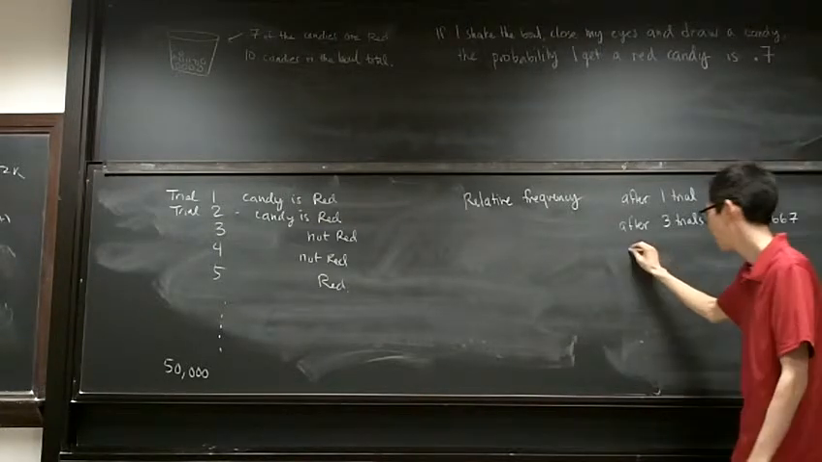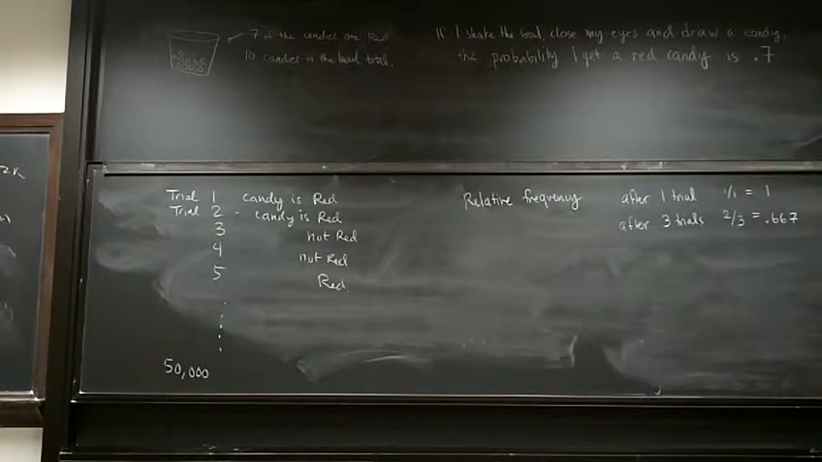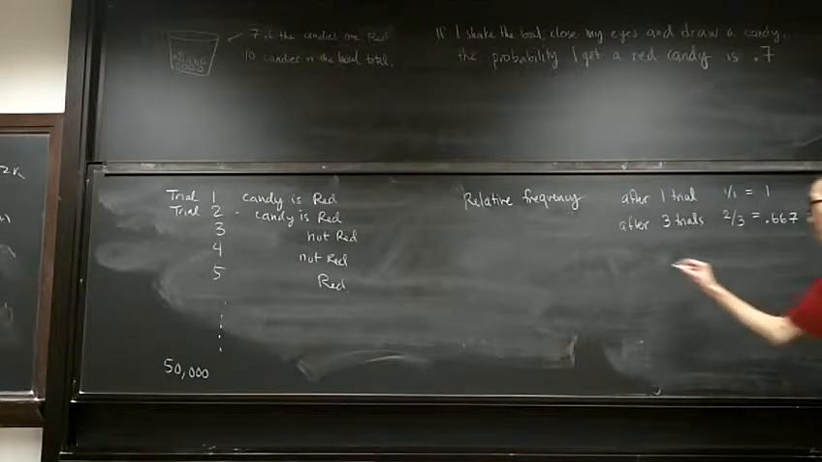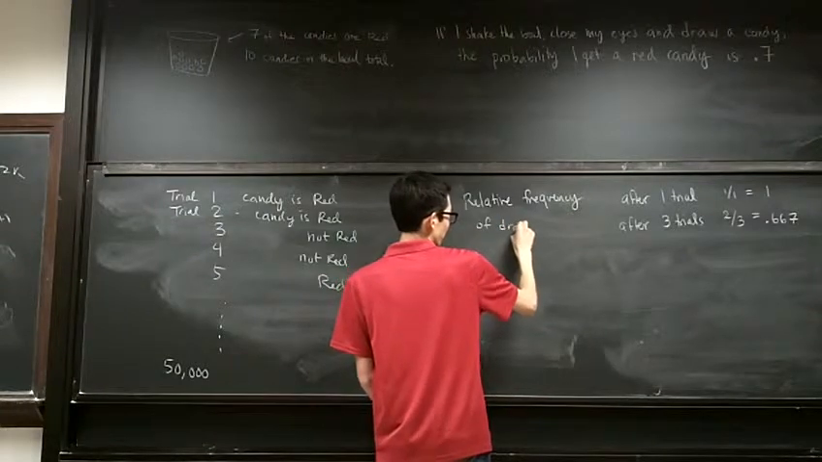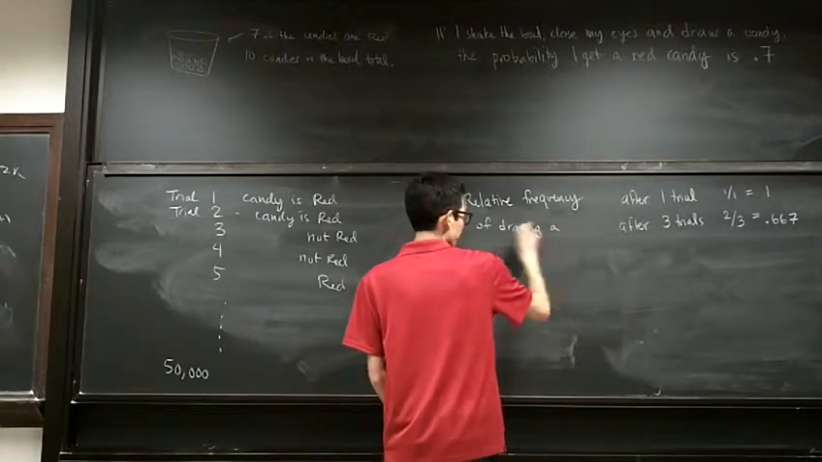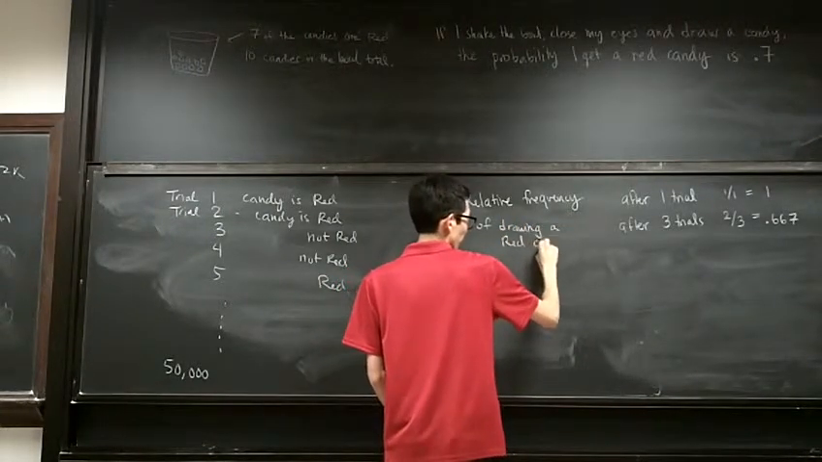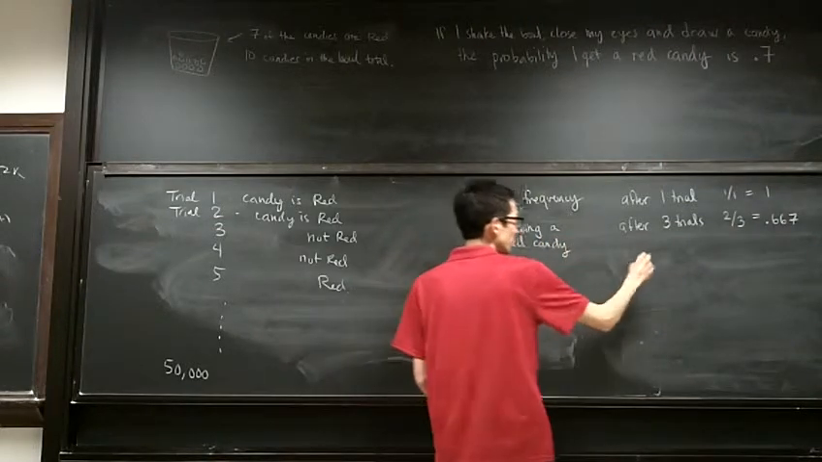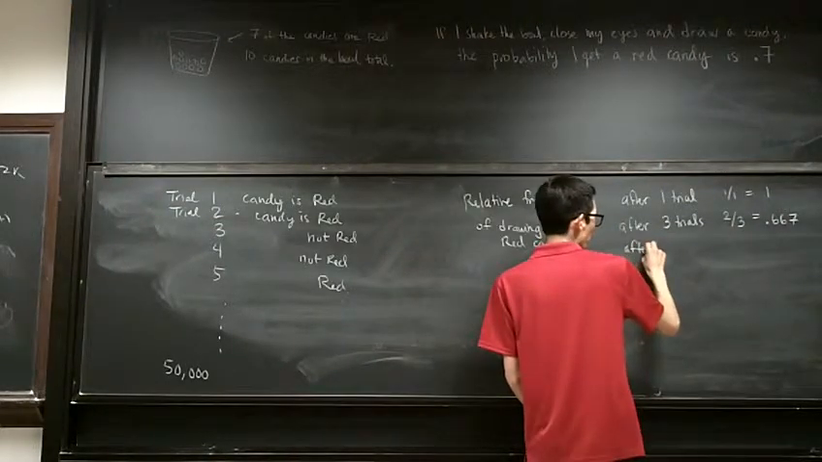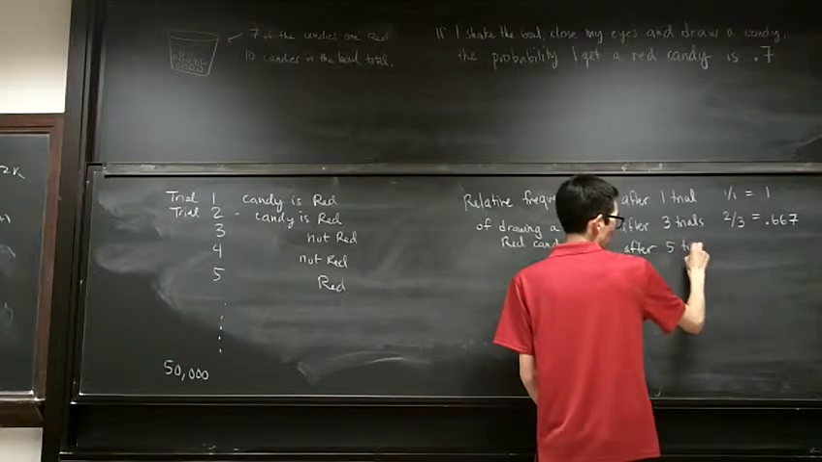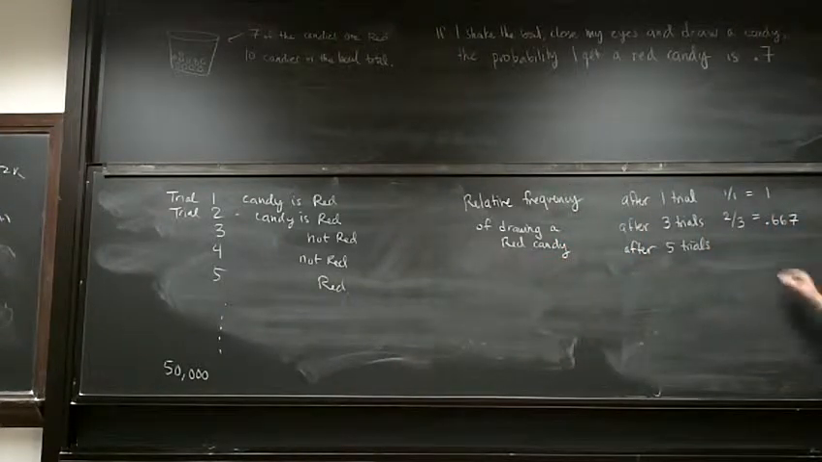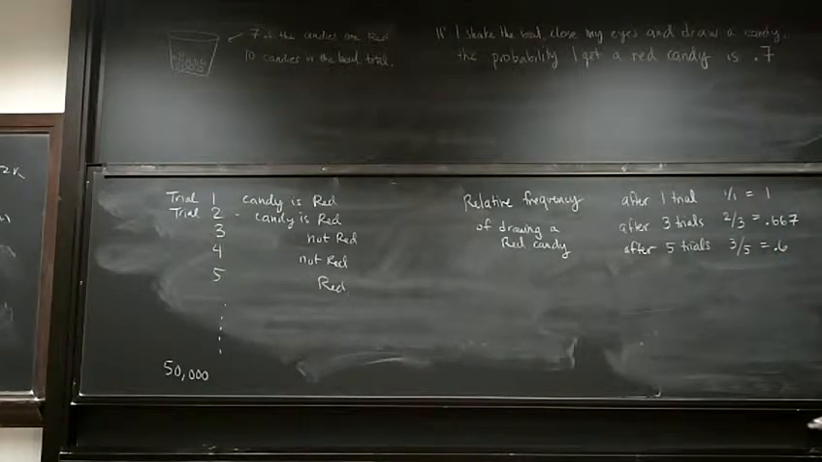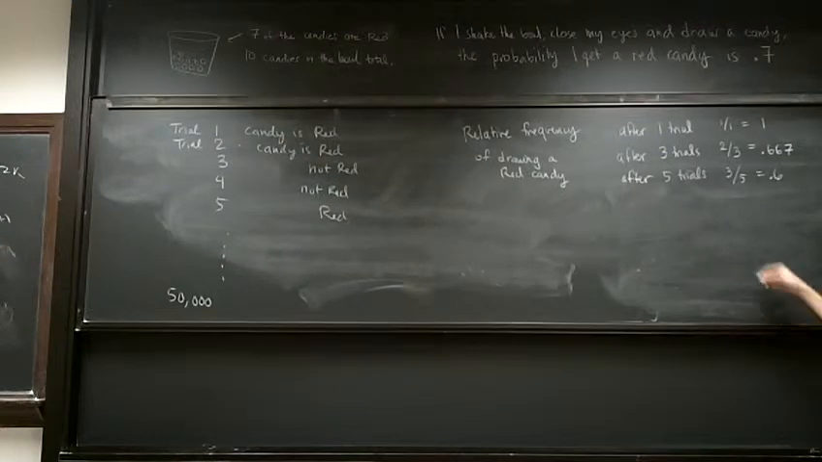Okay. Do you need to label it red or something like that? Yeah, okay, so I'll say relative frequency of drawing a red candy. I'll write that. How's that? Okay, so after 5 trials, what is my relative frequency? 3 out of 5, 0.6, okay?